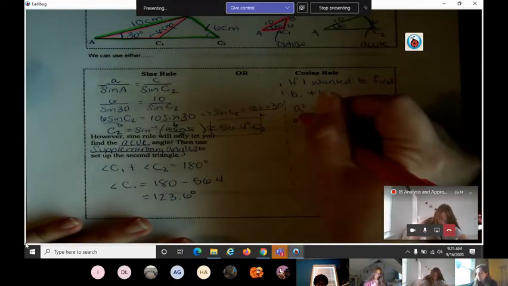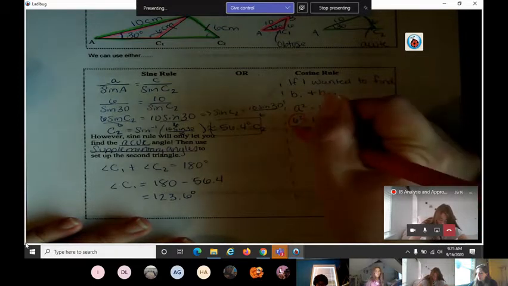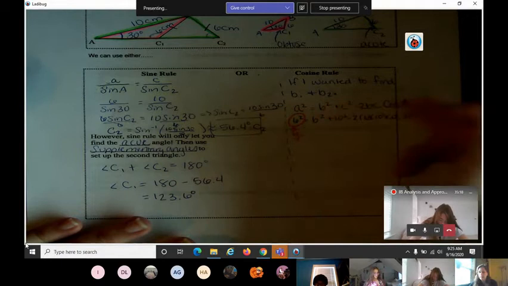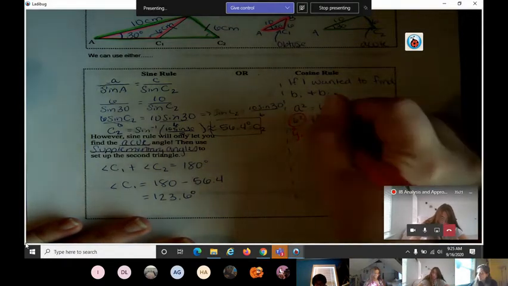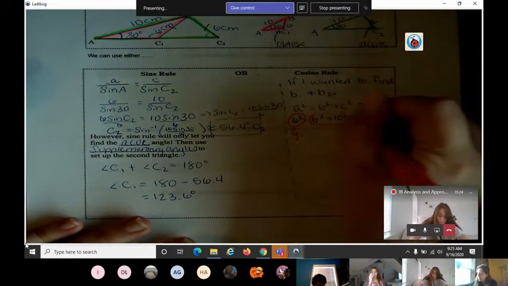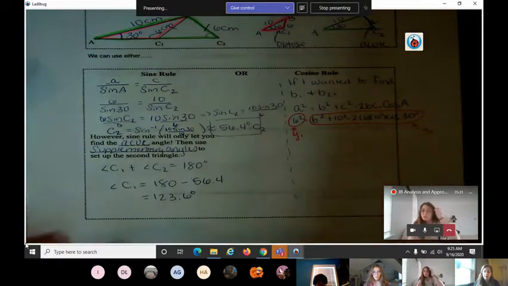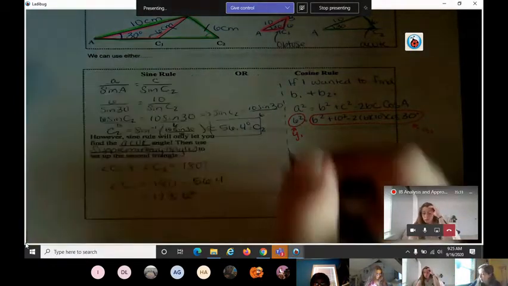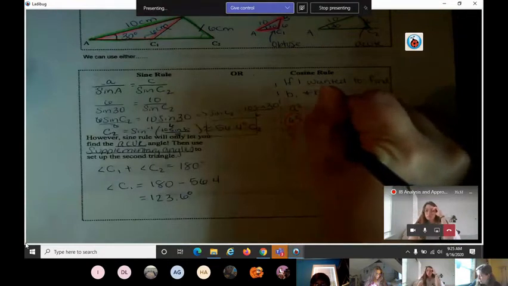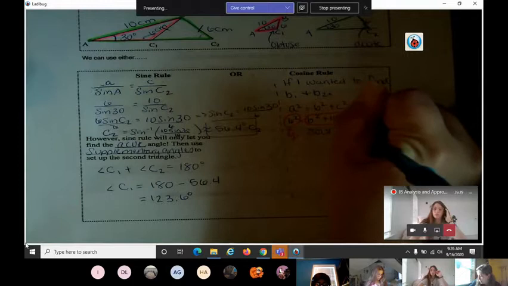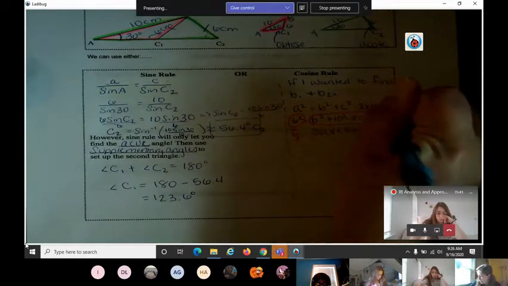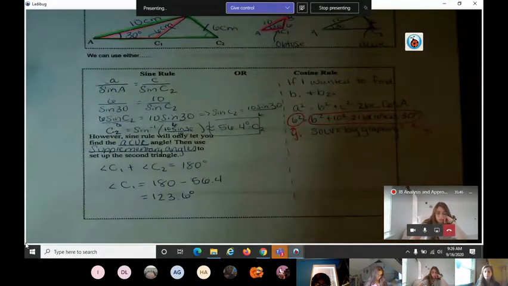So we're going to solve by graphing. We're going to take this and put it in y1. And then we're going to take this side and stick it in y2. And we're going to solve by graphing. We're going to look for that intersection. Okay. So when I set this up, I'm going to go ahead and stick it in my calculator so you guys can see.